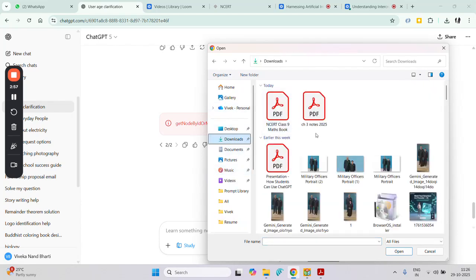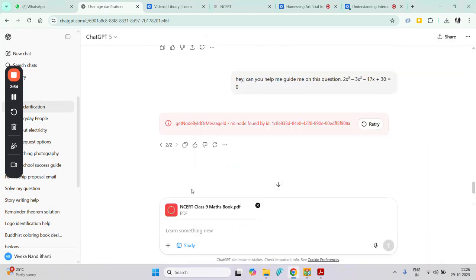I will just show you. Suppose, yeah, this is an NCERT book for class 9. Okay, I just uploaded it. You can do that, and then you can say, "Hey, I have uploaded my maths book. Please summarize." Suppose you are on chapter 1 and you want a summary of it. "Summarize chapter 1 for me." Okay, now let it upload.